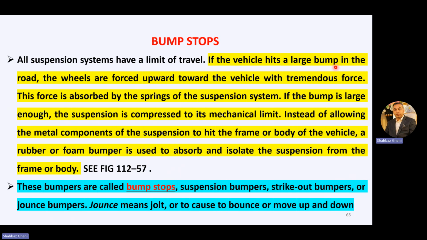If the vehicle hits a large bump in the road, the wheels are forced upward towards the vehicle with tremendous force. This force is absorbed by the spring of the suspension system. If the bump is large enough, the suspension is compressed to its mechanical limits. Instead of allowing the metal components of the suspension to hit the frame or body of the vehicle, a rubber or foam bumper is used to absorb and isolate the suspension from the frame or body. These bumpers are called bump stops, suspension bumpers, strikeout bumpers, or jounce bumpers. Jounce means jolts or to cause to bounce or move up and down.